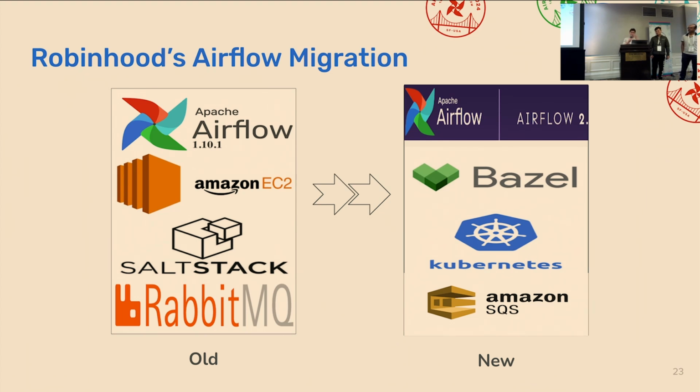And while this setup served us well for many years, it has become clear that we need a modern and future-proof solution. So we chose to upgrade our Airflow version to the latest Airflow 2 and deploy it using Bazel and Kubernetes. We also switched the message queue to SQS.